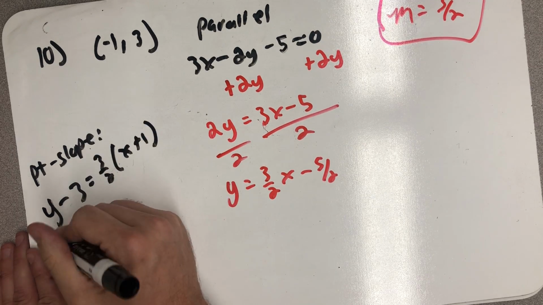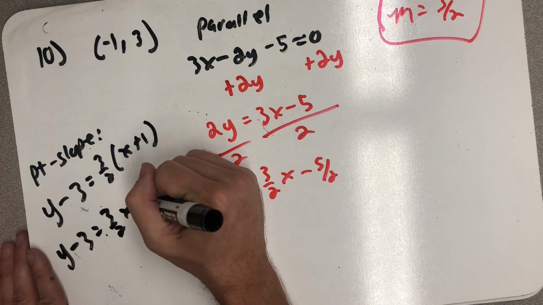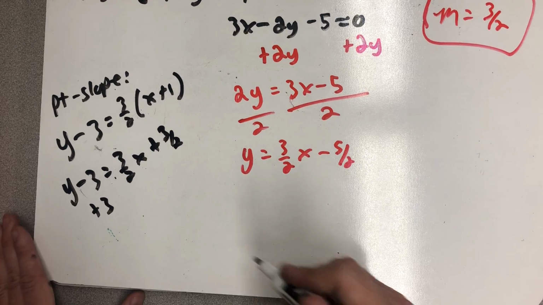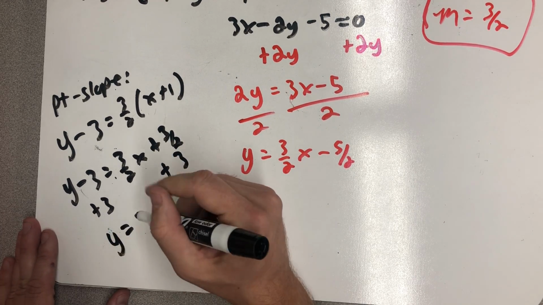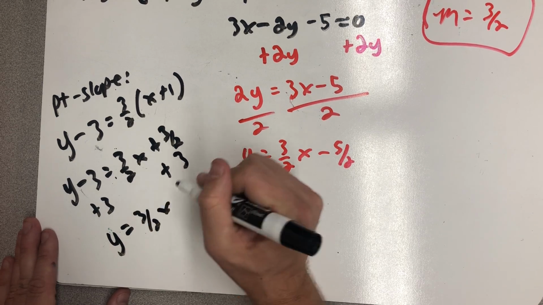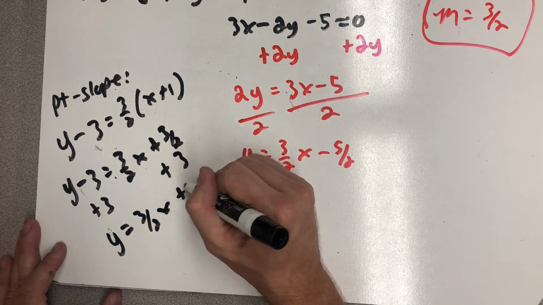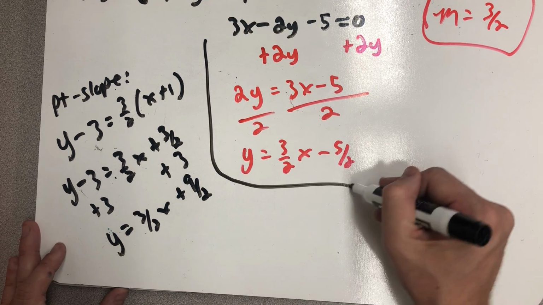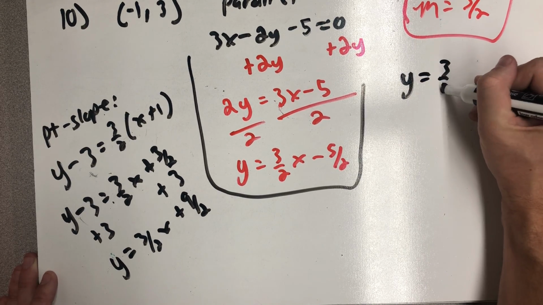All right, I'm going to distribute the 3/2 through. I'm going to add 3 to everything. Kind of working on an angle here. Y is equal to 3/2 x, and now the 3/2 plus 3 says 3 over 2 plus 6 over 2, so plus 9 over 2. All right, so what I've actually managed to do now is to find the slope-intercept equation of a line.